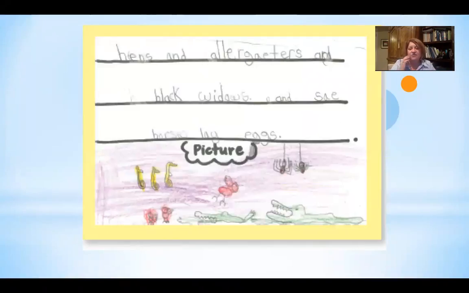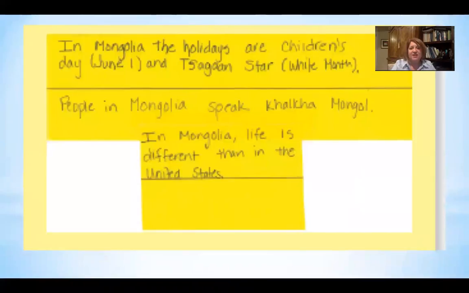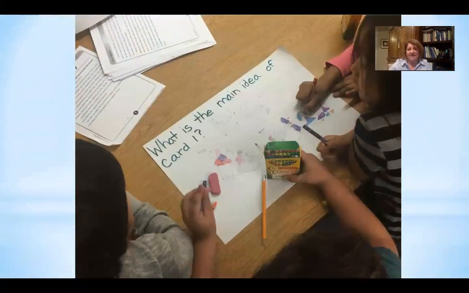But if you went into the classroom, you'd see that each child had written something different on their sentence strip, and then they were able to put them together. Here's one from a 5th grade classroom. "In Mongolia, the holidays are Children's Day and Sagaalgan." "People in Mongolia speak Khalkha Mongol, and in Mongolia, life is different than in the United States." So these are 3 different sentences written on different sentence strips that the students were able to put together to write a short summary, or really just a statement about the text.